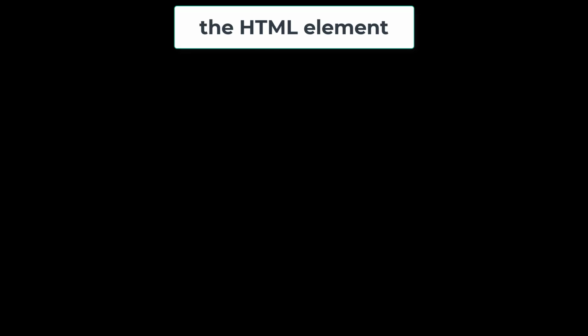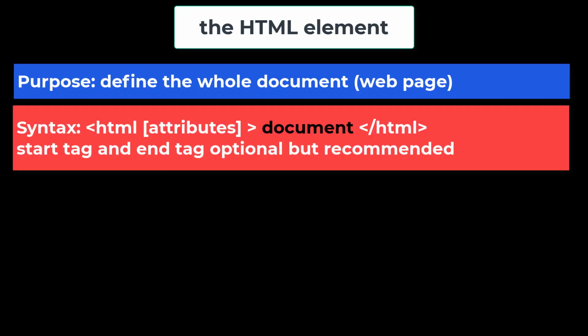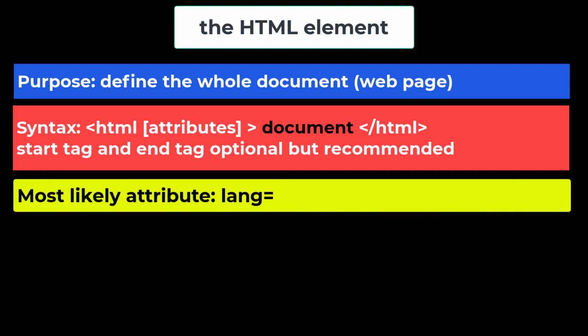First, the HTML element. Its purpose is to define the whole document, a web page. The syntax is a start tag with HTML, possibly some attributes, then the entire document, and the end tag. The start tag and the end tag are both optional, but we recommend you code them both. The most likely attribute you would code is lang to specify the language of the document.